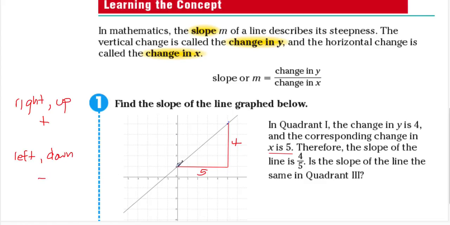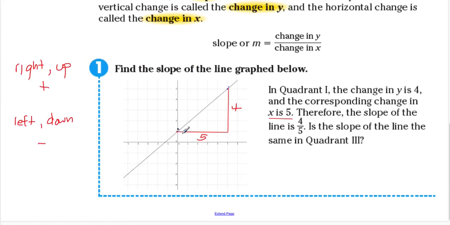If you notice, we move to the right, that's a positive change, and we moved up, that's a positive change as well. Since we are talking about change in y over change in x, the slope of this line is 4 over 5. Let's use another right triangle. Say we start from this point again, and we move to the left.